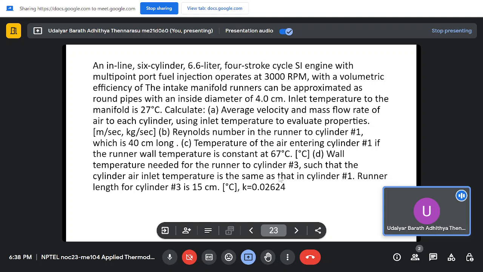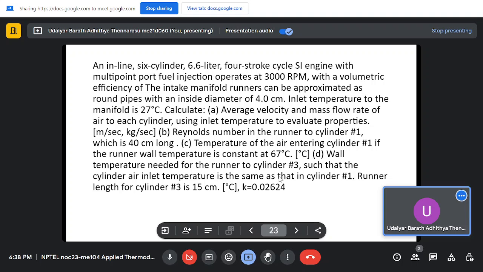Okay, so we have an inline 6-cylinder of capacity 6.6 liters operating on a 4-stroke cycle SI engine with multi-point port fuel injection, operating at 3000 rpm. With the volumetric efficiency given, the intake manifold runners can be approximated as round pipe with an inside diameter of 4 cm. So the intake manifold is approximated as a round pipe with an inside diameter of 4 cm. The inlet temperature to the manifold is 27 degrees Celsius.